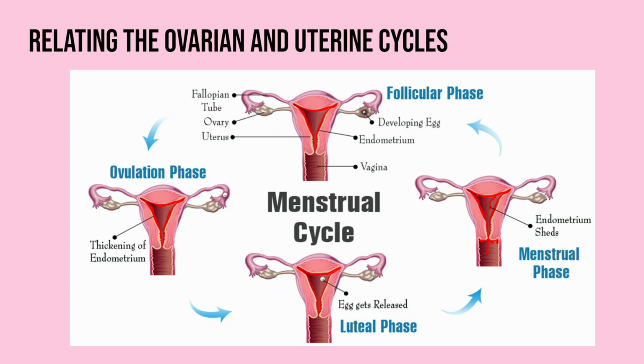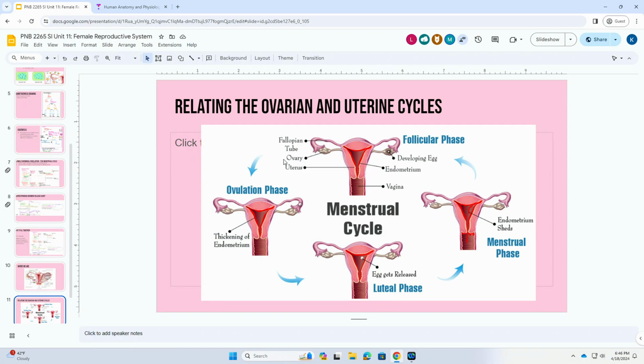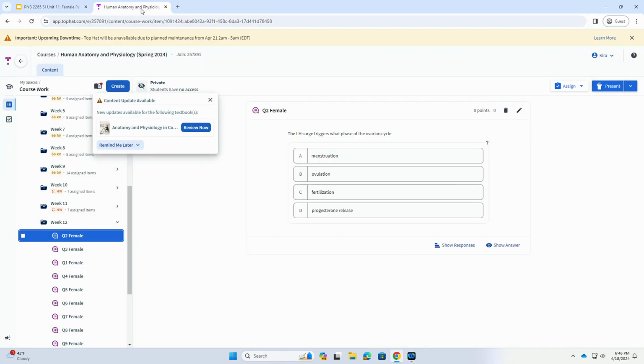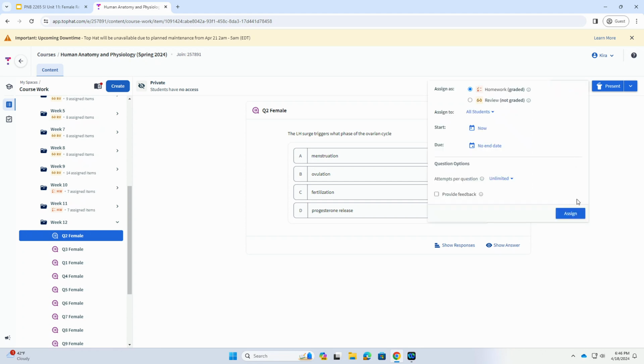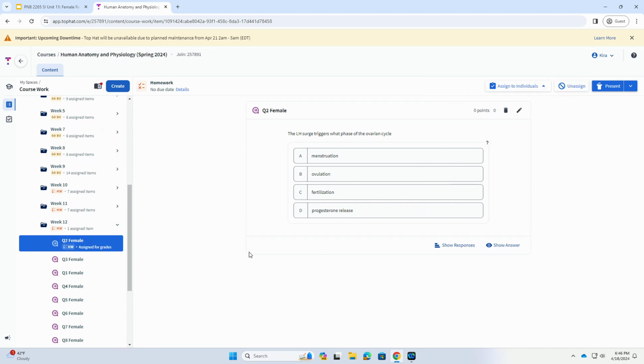So we can come back and talk about that if we have time, but I want to get to the top hat questions because they're about what we just discussed. Okay, so first one. The LH surge triggers what phase of the ovarian cycle?